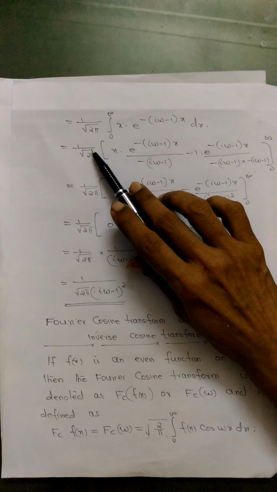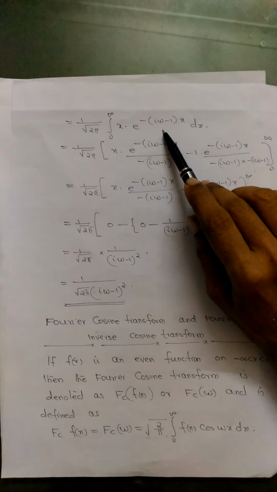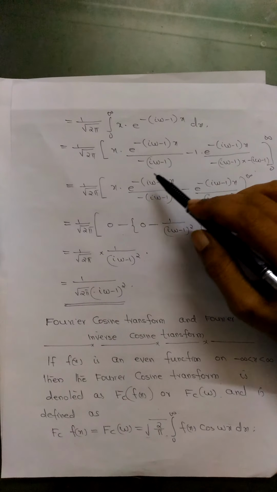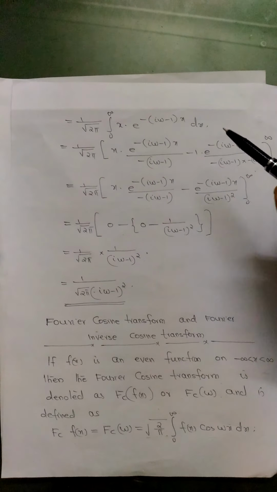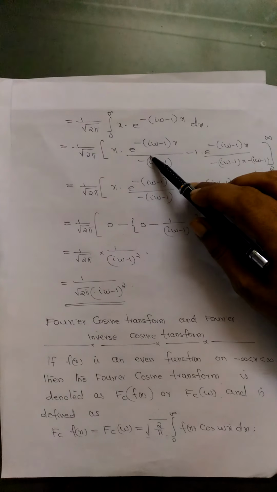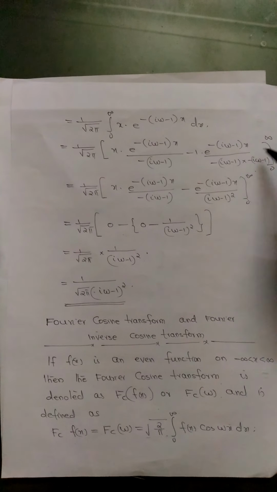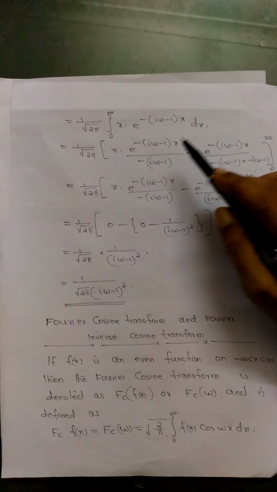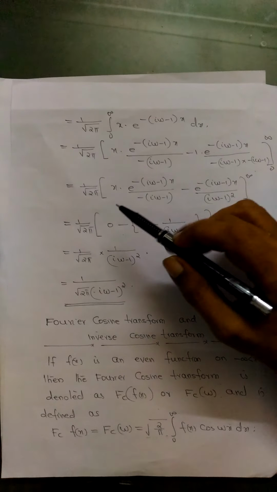So we get this equal to 1 by root 2 pi, first function x into integral of second, e raised to minus i omega minus 1 into x by minus of i omega minus 1, then minus derivative of first, that is 1, into integral of this one, e raised to minus of i omega minus 1 into x by minus of i omega minus 1 into, and here 1 minus i omega minus 1. So minus of i omega minus 1, limit 0 to infinity.